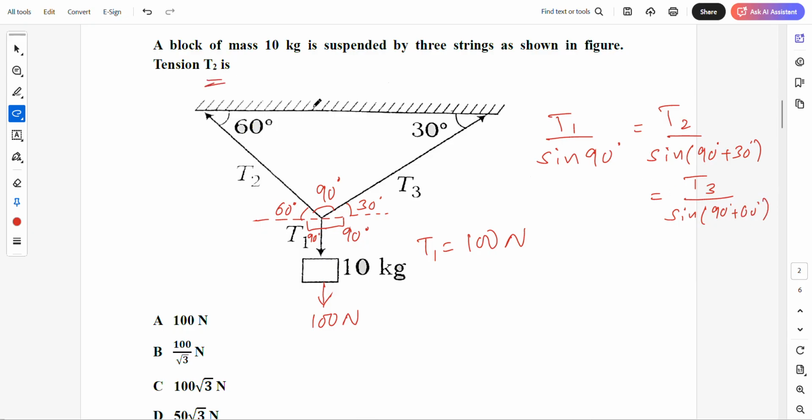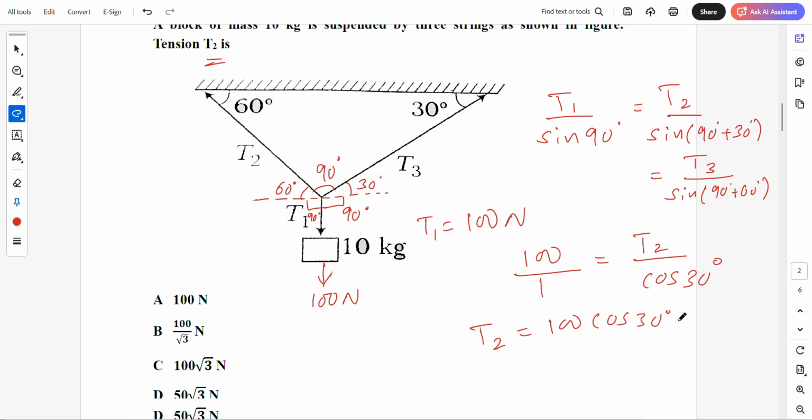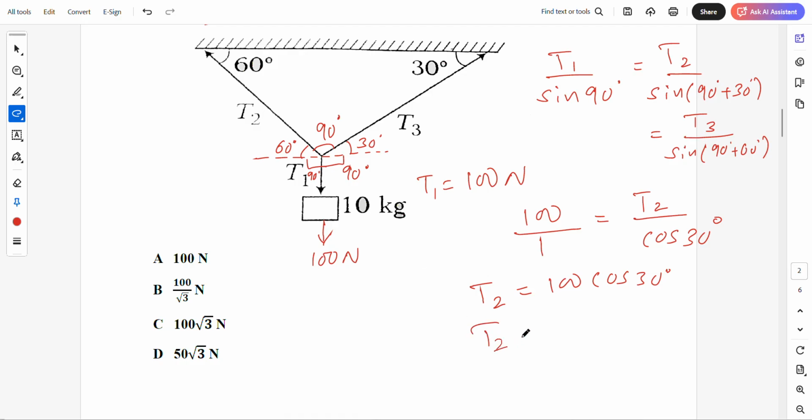What you have to calculate? T2. How much is T1? 100. 100 divided by 1. That is equal to T2 divided by sine of 90 plus 30 degree, which is how much? Cos of 30 degree. T2 is equal to 100 into cos of 30 degree. T2 is equal to how much? 100 into root 3 by 2. Root 3 by 2 is 50. T2 is equal to 50 root 3.